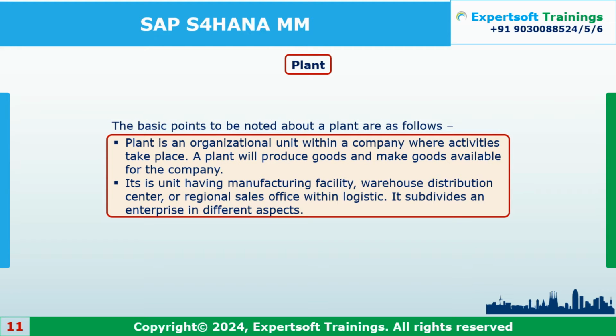Plants can be understood as manufacturing divisions, servicing divisions, or any kind of trading activity you can perform in the plant. It is an organization unit within a company code where activities take place. A plant will produce goods and make goods available for the company.